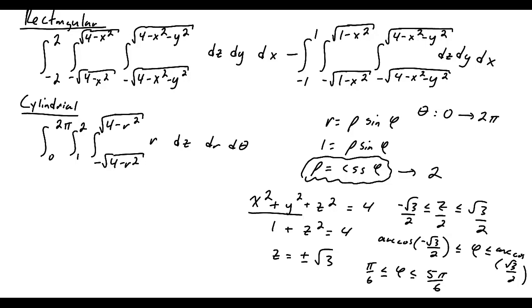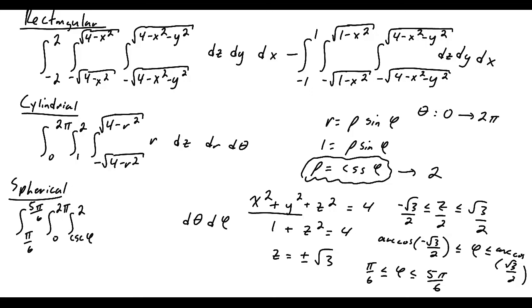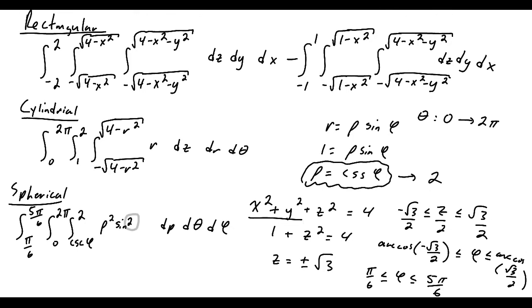Putting all this together, spherical coordinates are the integral from pi over 6 to 5 pi over 6 with respect to phi, of the integral from 0 to 2 pi with respect to theta, of the integral from cosecant phi to 2, with respect to rho, of the function rho squared sine of phi being our innermost function.